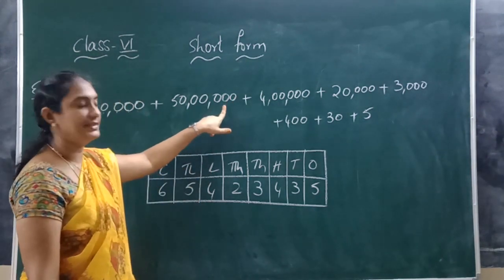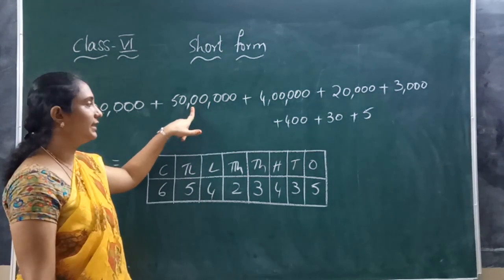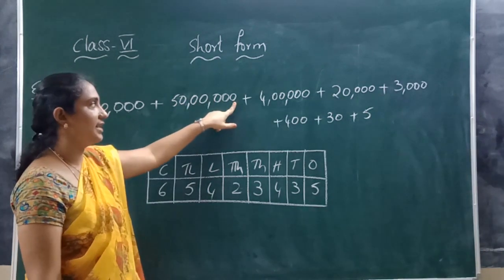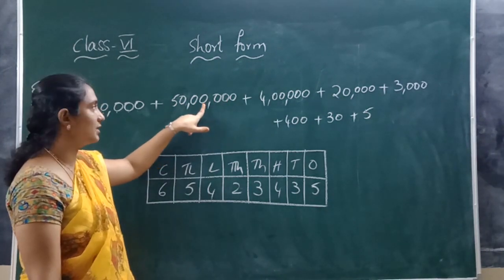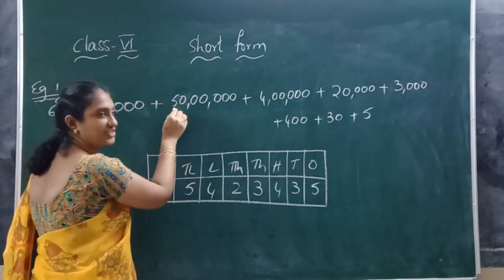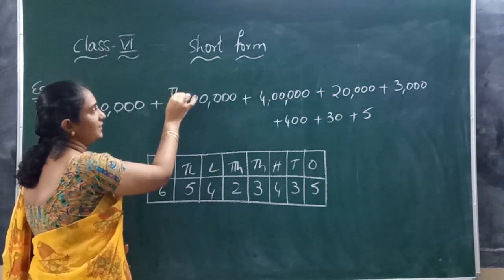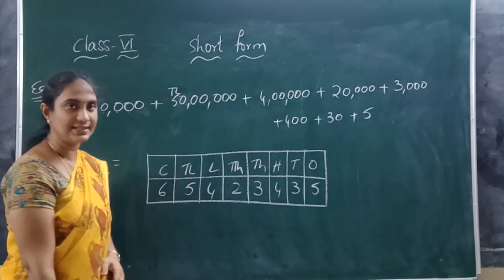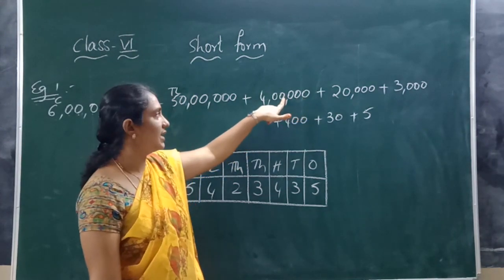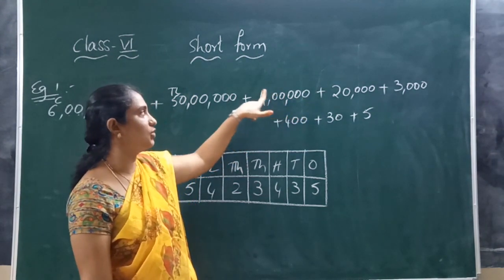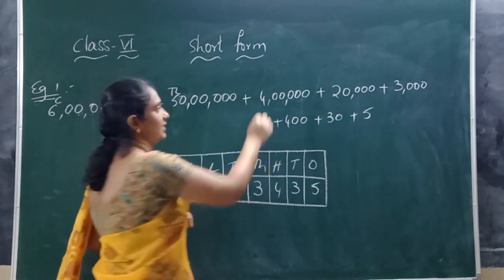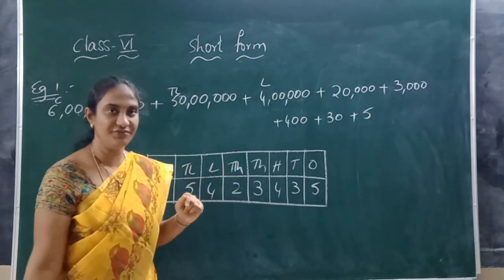Ones, tens, hundreds, thousand, 10,000, lakhs, 10 lakhs. So 5 is in which place? 10 lakhs place. Now go to the next one. Ones, tens, hundreds, thousand, 10,000, lakhs. 4 is in which place? Lakhs place.